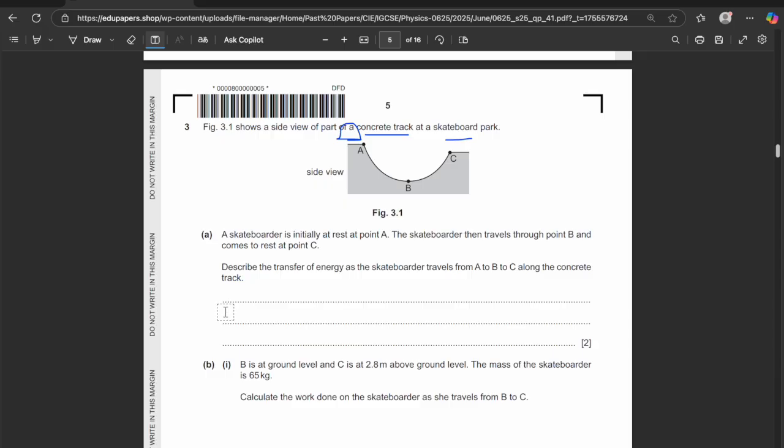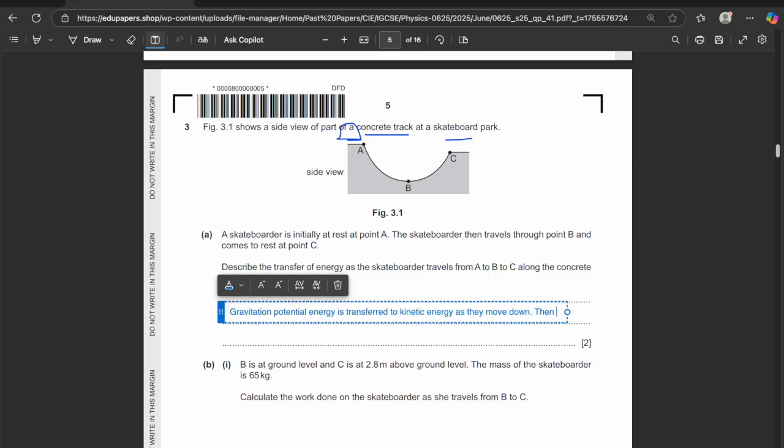So we can write something like: gravitational potential energy is transferred to kinetic energy as they move down. Then kinetic energy will be transformed to GPE again. Some of the energy is also transformed to thermal energy.